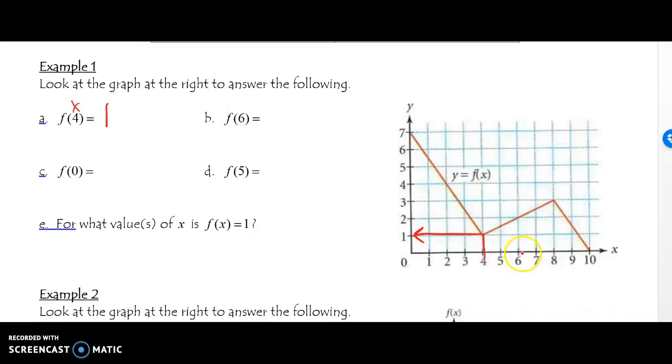For f of 6, we go to where x is 6, we go up to our graph, and then we look across at the y value. So f of 6 would have a y value of 2. F of 0. Okay, 0 is this point right here, so our function value when x is 0 is 7. Function value when x is 5, it's right here, which is in between 1 and 2. We'll just estimate that at 1.5. Let me erase all those.